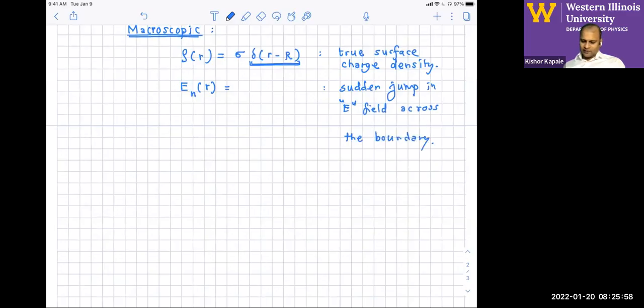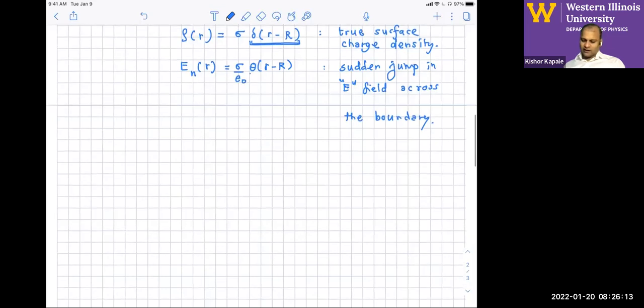Right? And so how does that happen? It depends on sigma, of course. Later on, we will learn how to calculate these things. For now, I'm just going to write it down for you. There is something called a theta function. So this is a delta function. It's actually called the Dirac delta function. And that's a step function.